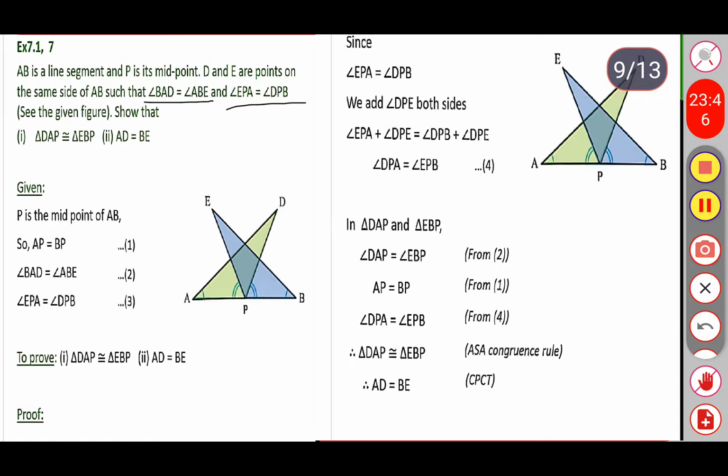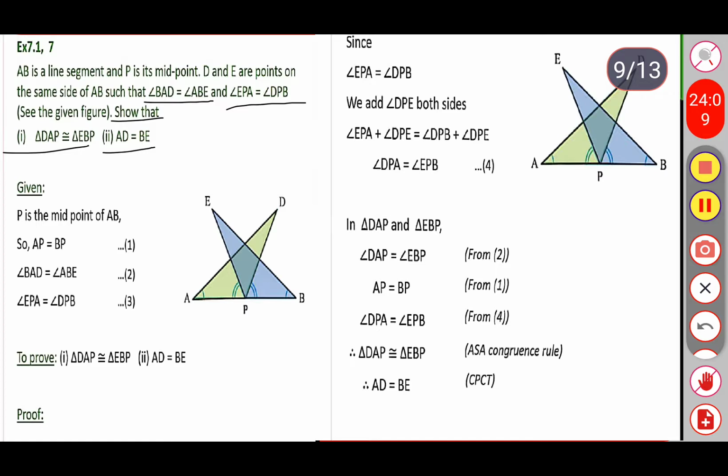Show that first one, triangle DAP is congruent to triangle EBP, and second one is AD is equal to BE. So first write the given data.